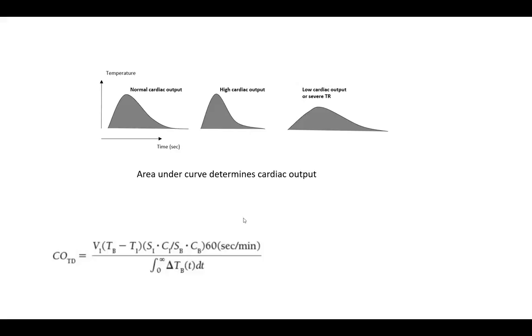This is the true equation. You don't need to know it, but you can see this denominator is the integral of how the temperature is changing with time. This denominator is actually the surface area of the thermodilution curve. Okay, and V1 is the volume you're injecting. You can inject any volume for that equation, but the software we use, and every lab uses, assumes a 10 milliliter injection. So you have to inject 10, not 9, not 11, so it has to be accurate.